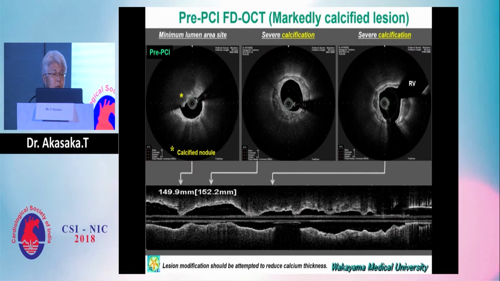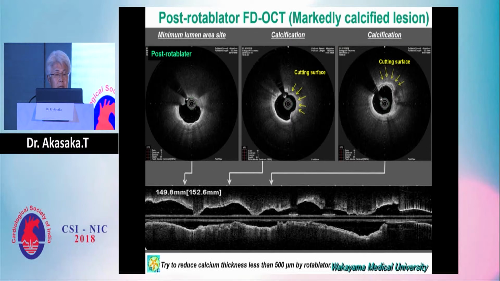And also, OCT may have an advantage in calcium identification and identification of the thickness of calcium, as shown in this slide. Here, the distal portion is a calcified nodule, and you can identify 360-degree circular calcium in the mid portion and proximal site. Then we decide to do the rotablator, and you can clearly identify the ablation portion and cutting surface here and here. And then you can select the burr size based on this image.